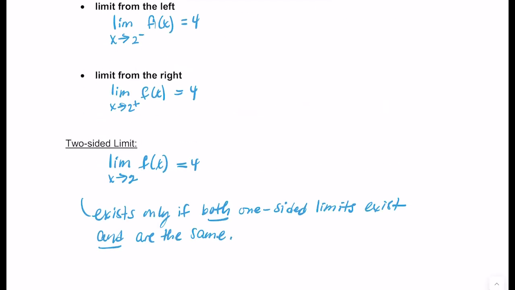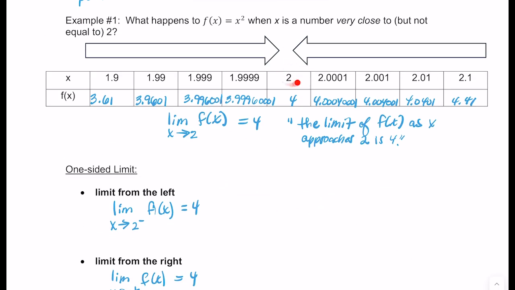So in our last example, a would be the 2. As x gets closer and closer to 2 from either side, it's approaching and also equal to 4, and 4 would be L in that instance.